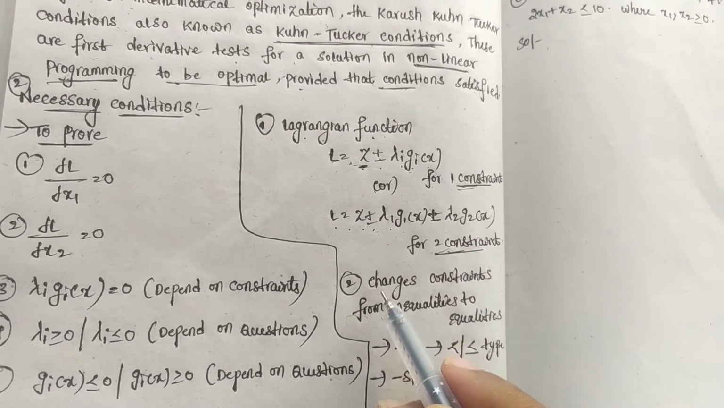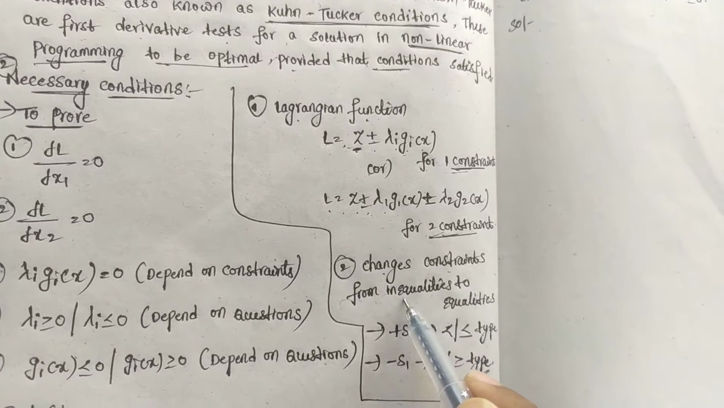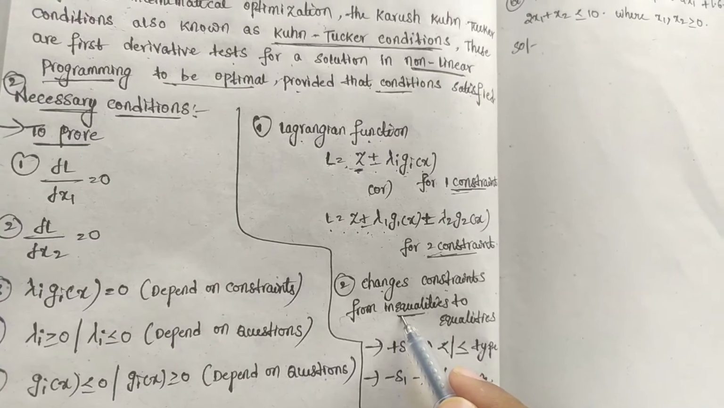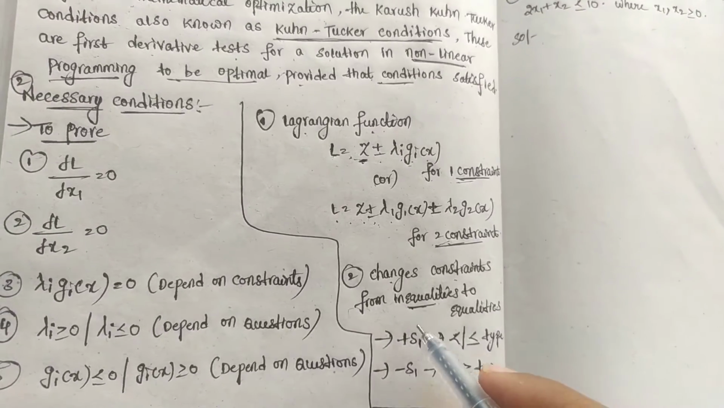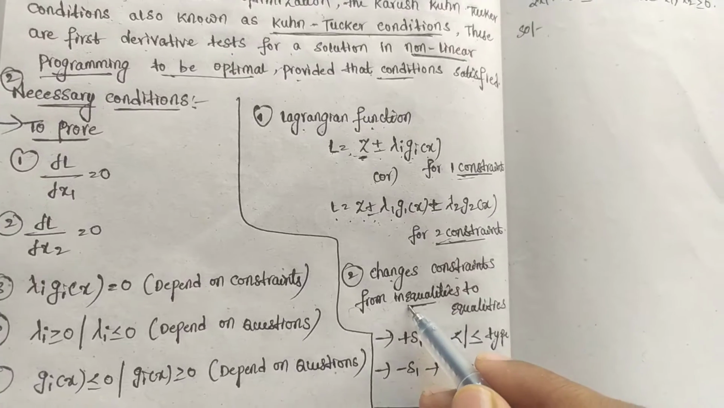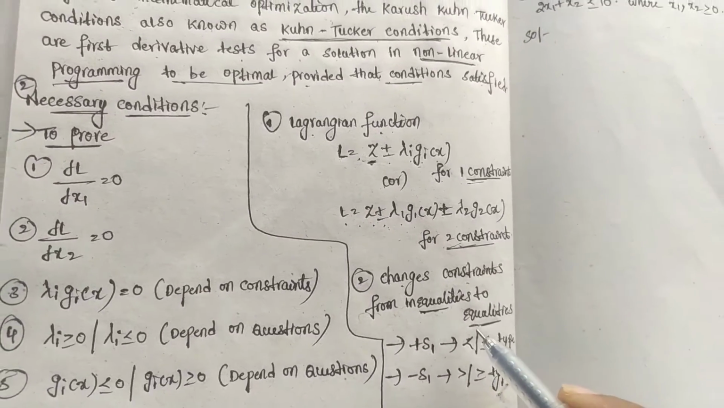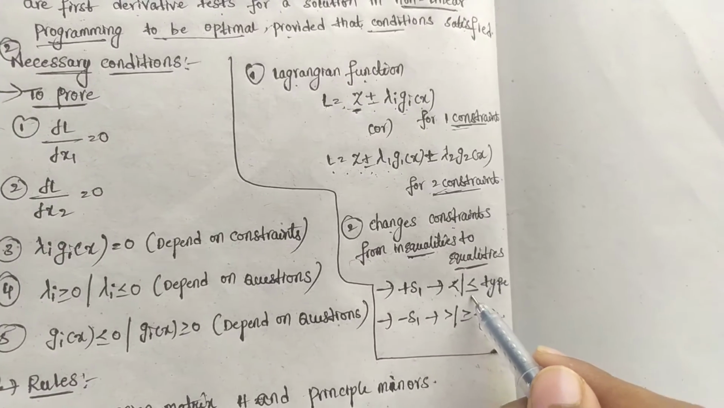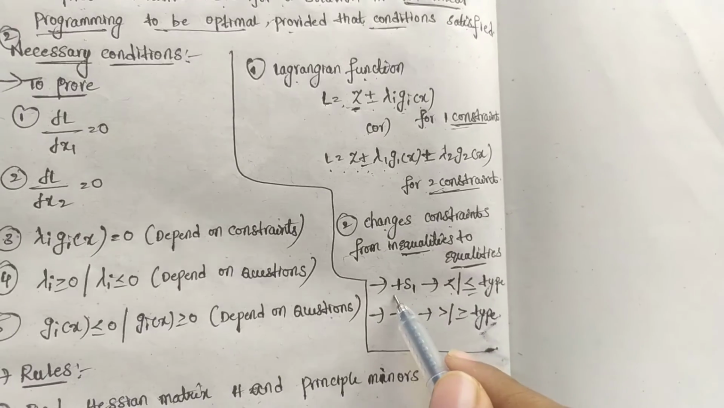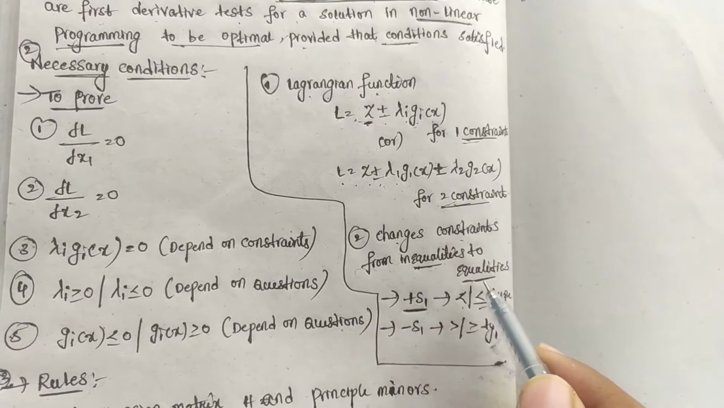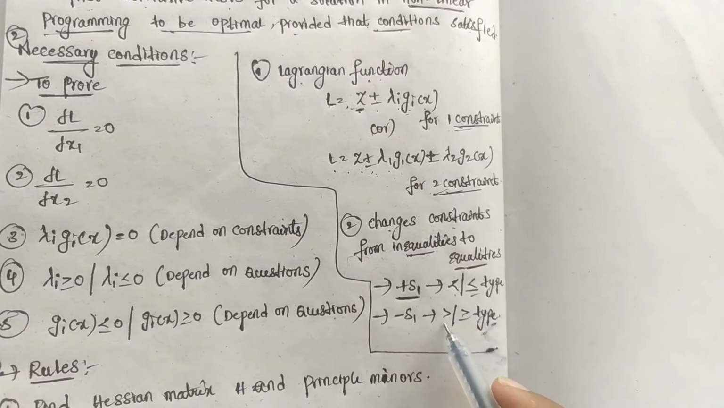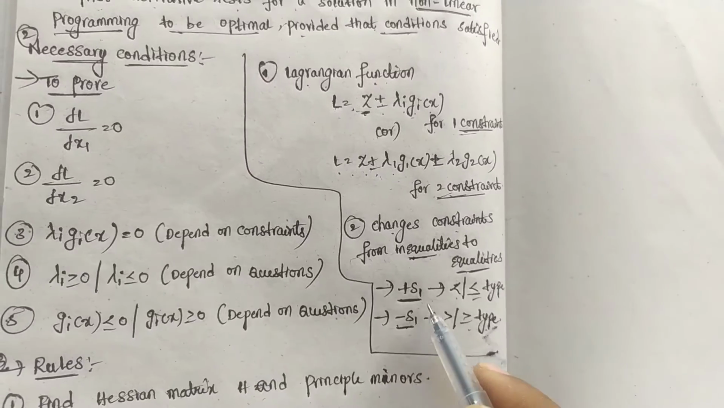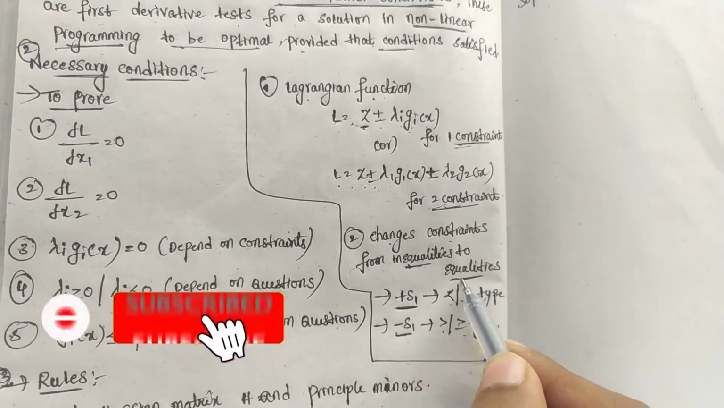After that we have to change the constraints given in the question. In KKT conditions, given inequality constraints, we have to change the inequality into equality type. That means if the given constraints are less than or equal to type, we use plus s1 to change from inequality to equality. If the given constraints are greater than type, we use minus s1 to change from inequality constraint to equality constraint.